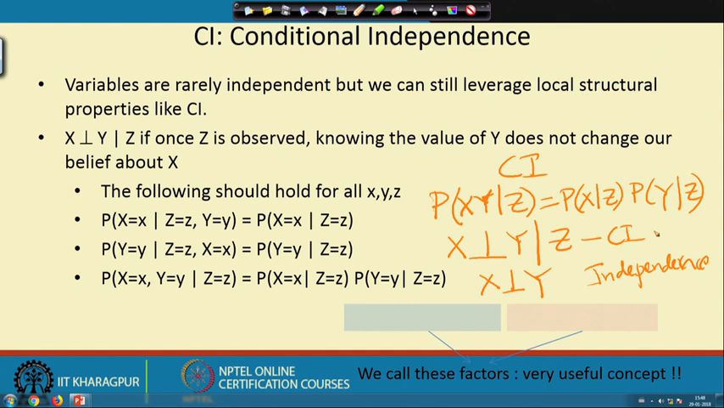So, if the conditional independence holds, then I can write the following 3 things. I can write this, X equal to x means X taking on a certain value, and I can symmetrically write this. X independent of Y means Y is also independent of X, and of course, the definition I can write this.